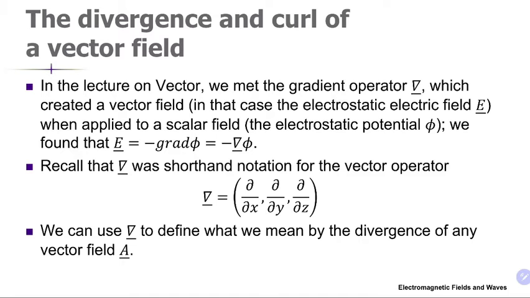So we have covered this previously, and this is just a recap. So we introduced the del operator or gradient operator, which creates a vector field, in which case the electrostatic field for electric field, when applied to a scalar field, produces a vector field. And the shorthand notation of del is the partial derivative with respect to x, y, and z. We can also use the gradient operator to define what is meant by divergence of any vector field A.